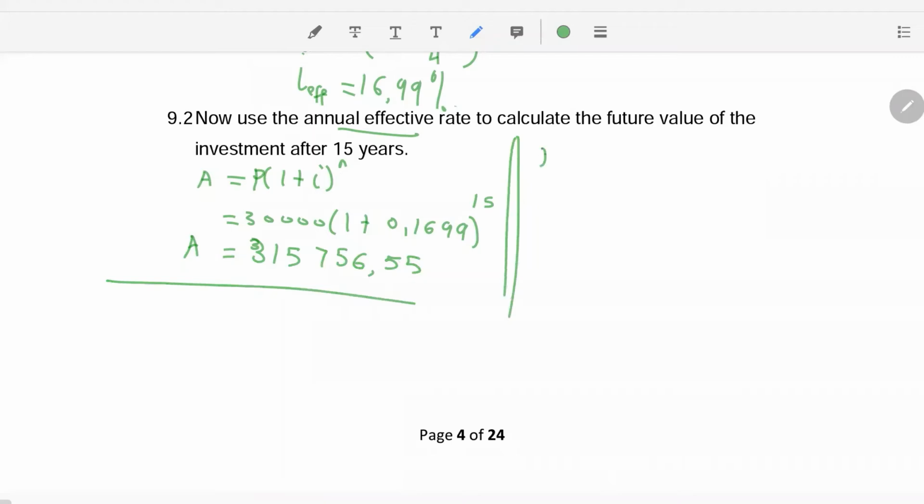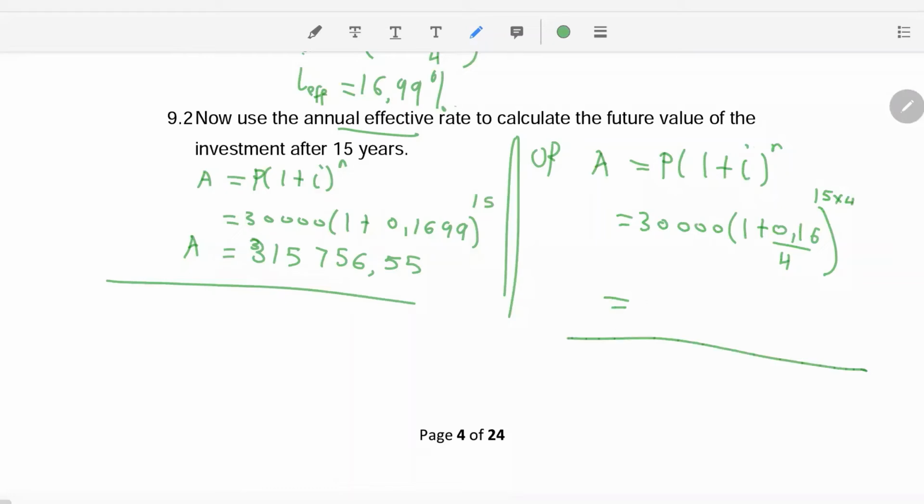But still, you can double check using the nominal interest rate. You'd still end up with the same value. This will be 30,000 into 1 plus 16% divided by 4, because it's quarterly, to the power of 15 times 4 quarters. It will also lead to the same value.